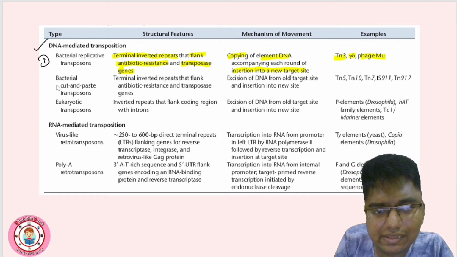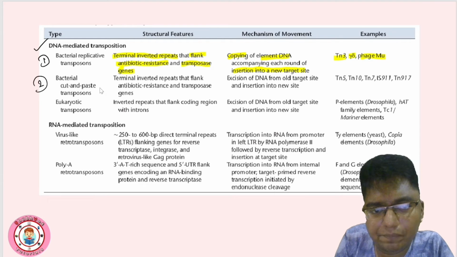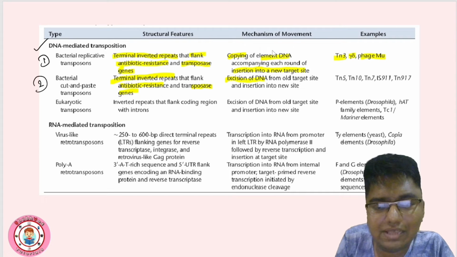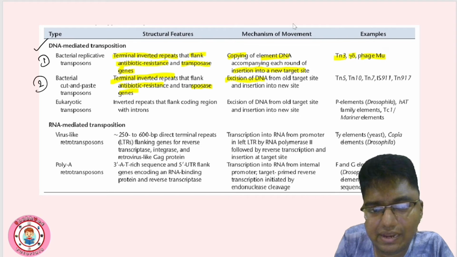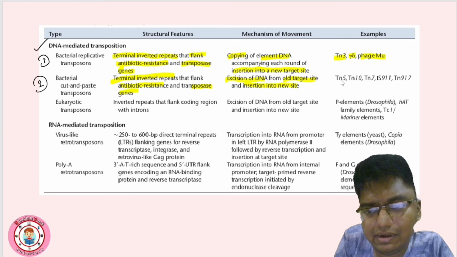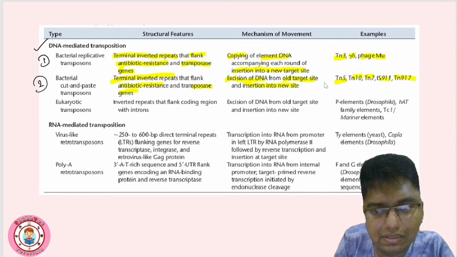Then the second one is again bacterial, the cut and paste transposon. The earlier ones were copy; here it is cut and paste. The structure is the same: terminal inverted repeats that flank antibiotic resistance genes, as well as the transposase gene. Here excision of the DNA takes place; it is excised from the old site, meaning deleted from the old site. That is why it is known as cut and paste. It gets deleted from the original site and pasted, meaning moved, to a new site. So excision from the old site and insertion into the new site. Examples are Tn5, Tn10, Tn7, IS911, then Tn917. Tn means transposon.